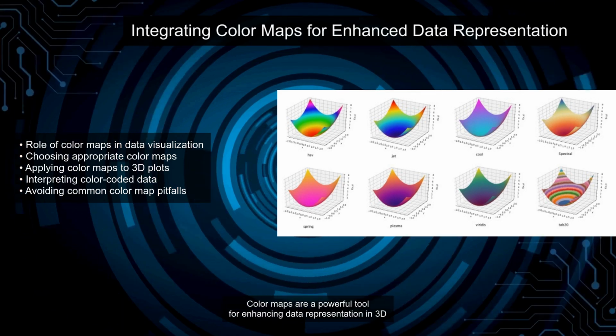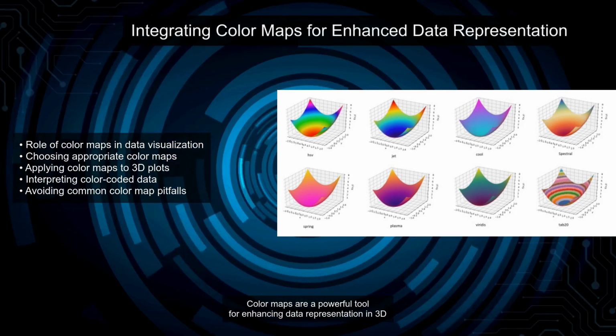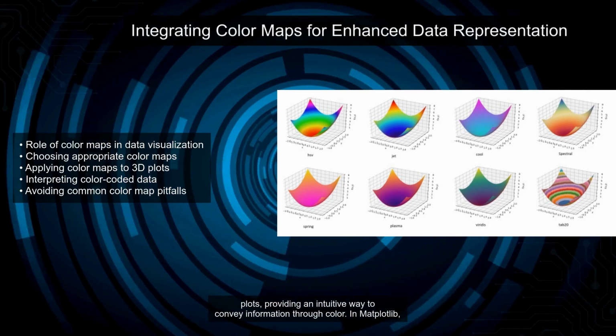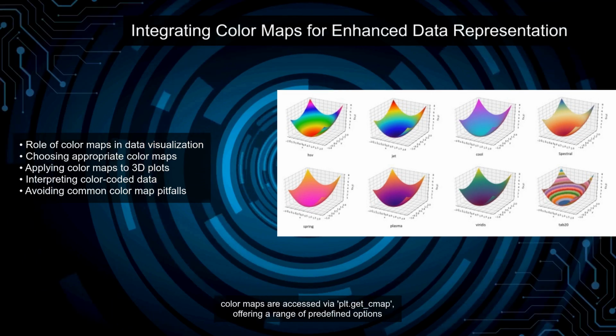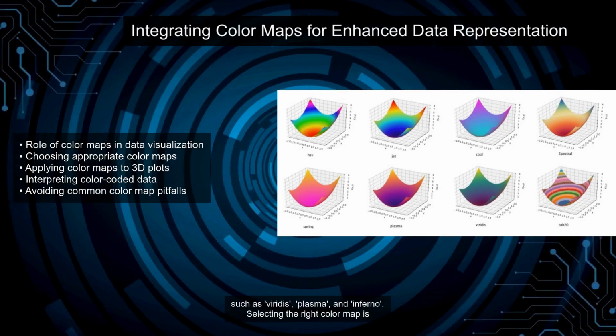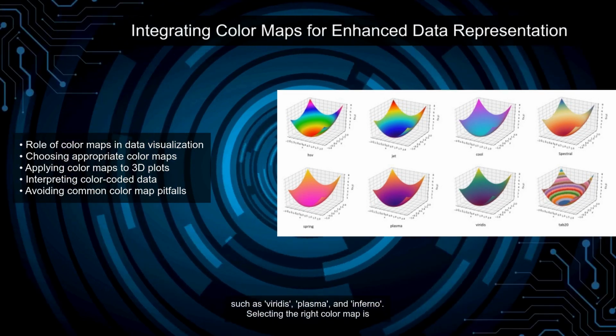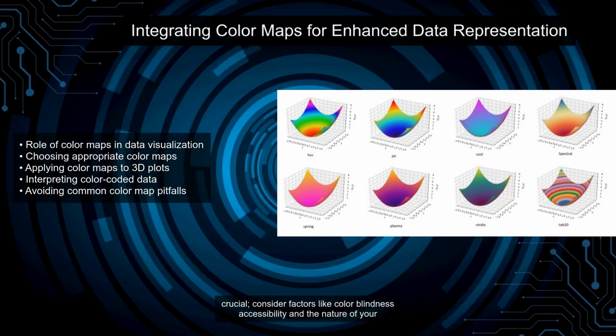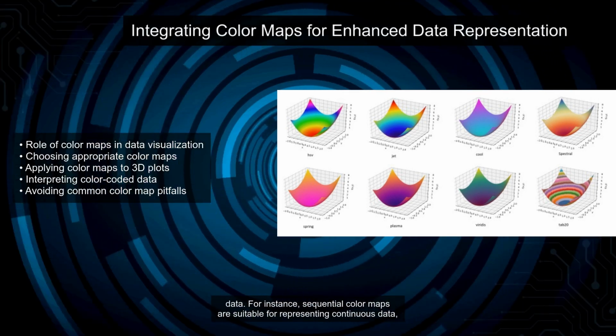Color maps are a powerful tool for enhancing data representation in 3D plots, providing an intuitive way to convey information through color. In Matplotlib, color maps are accessed via plt.get_cmap, offering a range of predefined options such as Viridis, Plasma, and Inferno. Selecting the right color map is crucial. Consider factors like color blindness, accessibility, and the nature of your data.